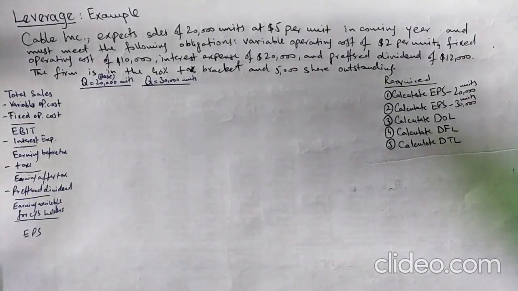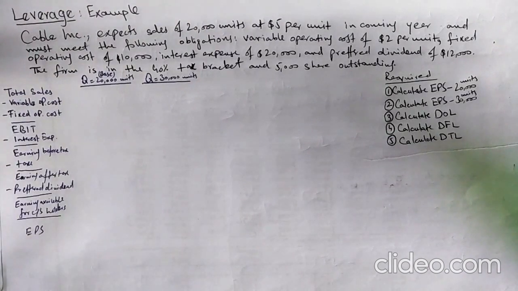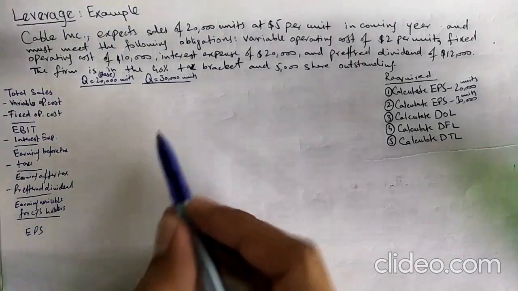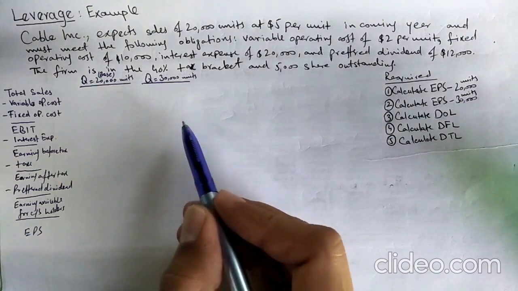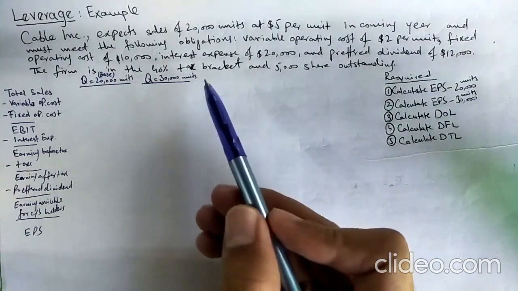Hello everyone. In the last session we discussed the concept of leverage, and the three types of leverage: financial leverage, operating leverage, and total leverage. In this session we will calculate these three leverages with the help of an example.